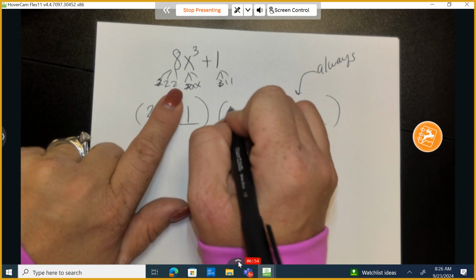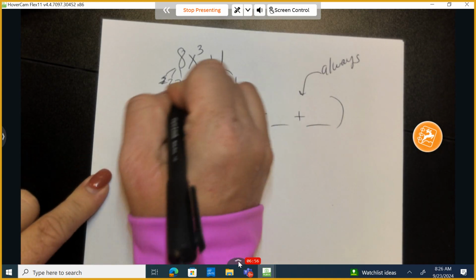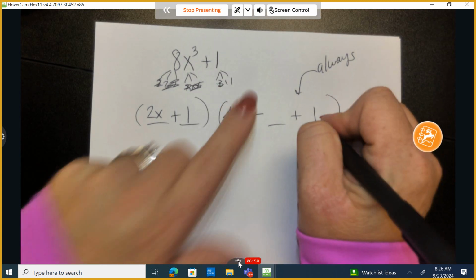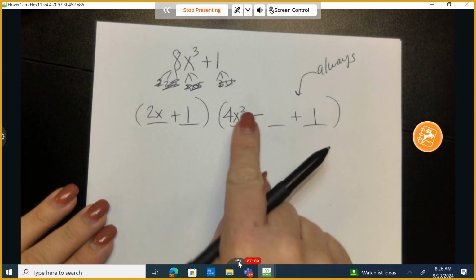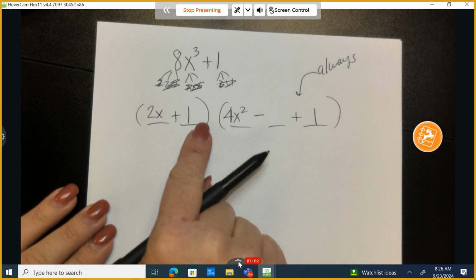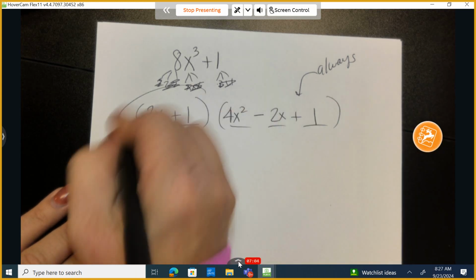Okay, 2 times 2 is 4, x times x is x squared. I've taken care of the front. 1 times 1 is 1. What goes in this position? We already know that's going to be subtraction. I'm going to multiply. 2x times 1 is 2x.